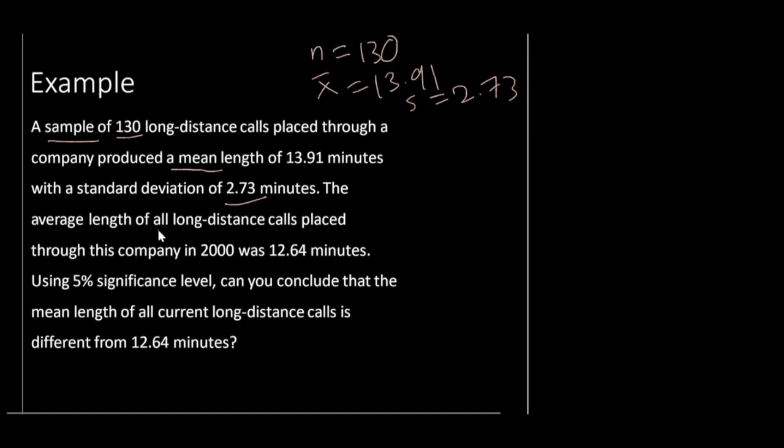The average length of all, this would be the population mean. This must be your hypothesis. All long distance calls, the average, mu. The average of all long distance calls placed through this company in 2000 was 12.64 minutes. So using 5% significance level, this is your alpha. Can you conclude that the mean length of all current long distance calls is different from 12.64? Different. So that would be not equals to 12.64. And this would be equals to 12.64.